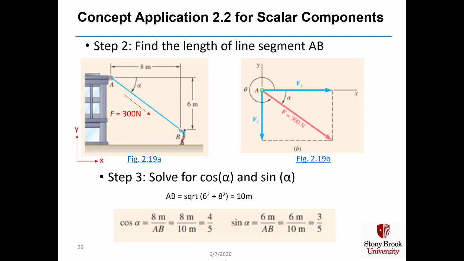In step 2, we find the length of line segment AB, which is the hypotenuse of a triangle with one side having 6, meaning the vertical side, and the horizontal side has 8 meters. From the Pythagorean theorem, the length of AB is equal to the square root of 6 squared plus 8 squared, and that's 10. So it's a 6, 8, 10 triangle, which is the same geometry as a 3, 4, 5 triangle, which means that cosine of alpha is equal to 8 over 10, which is 4/5, and sine of alpha is equal to 3/5.